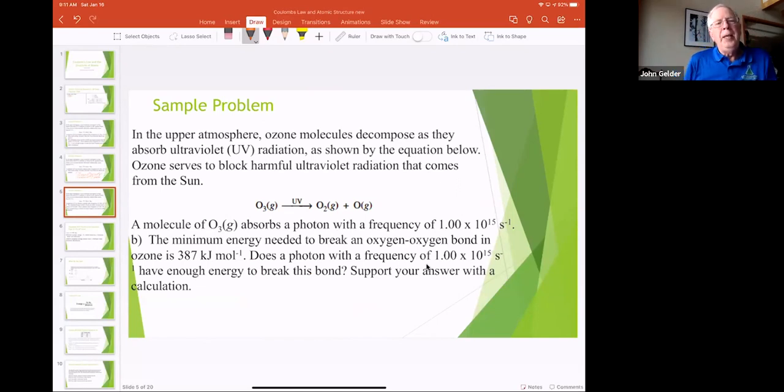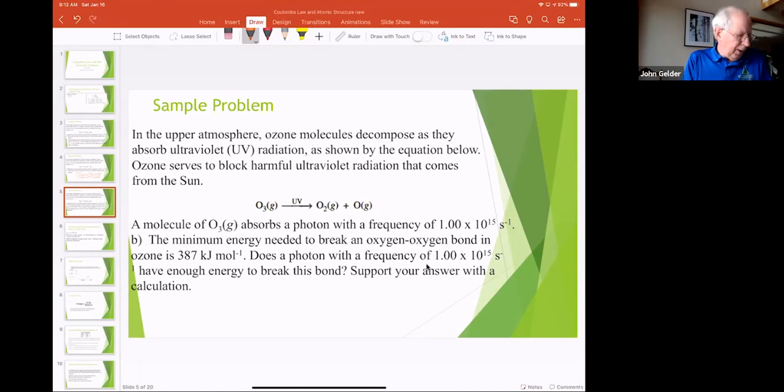So in part B, we're told that the minimum energy needed to break an oxygen-oxygen bond in ozone is 387 kilojoules per mole. And so the problem now is, does a photon with a frequency of 1 × 10 to the 15th seconds to the -1 have enough energy to break this bond? And we're to support this answer with a calculation.